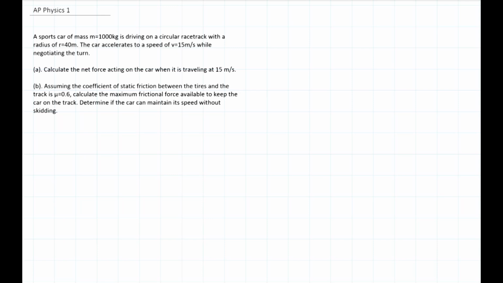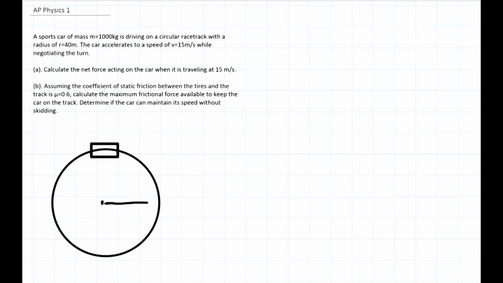Let's start by illustrating what we already know. We know that there's a circular racetrack, and somewhere on that racetrack, we have a car. What we also know is that the racetrack has a radius of 40 meters. And also, we're told that the car at this point is traveling at a velocity of 15 meters per second tangent to the path. Let's read part A of the question now.